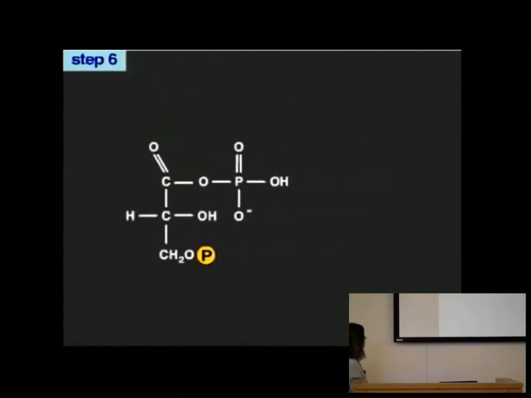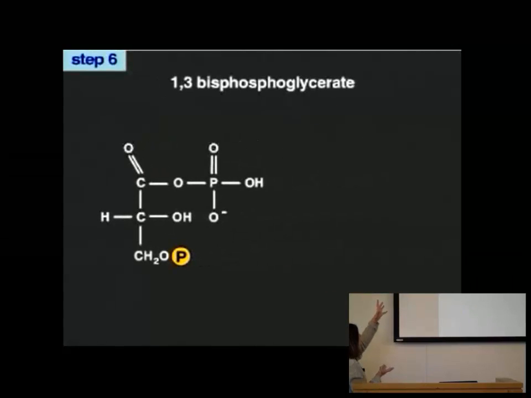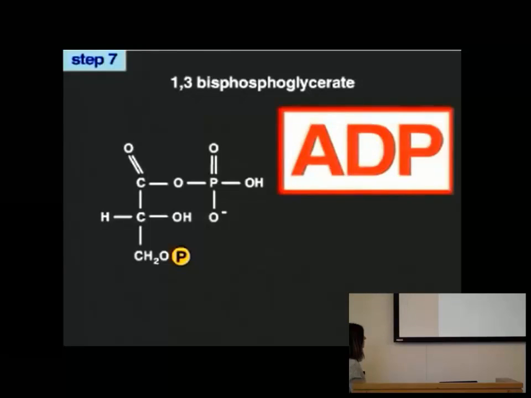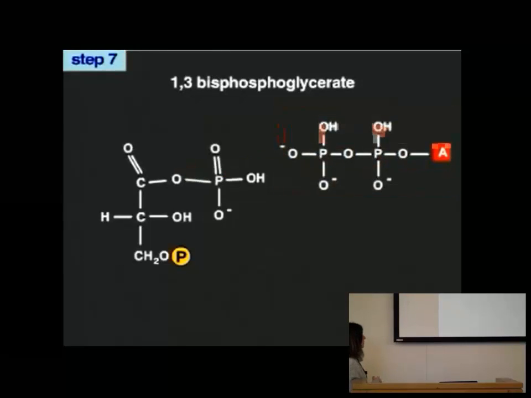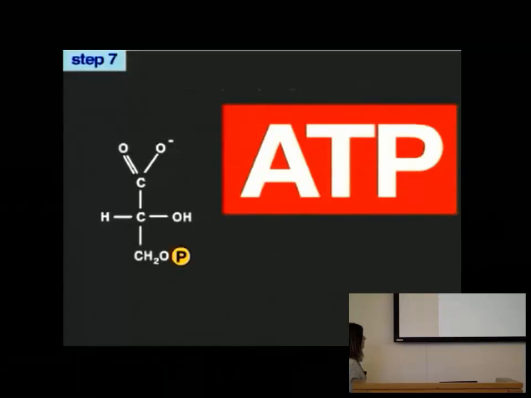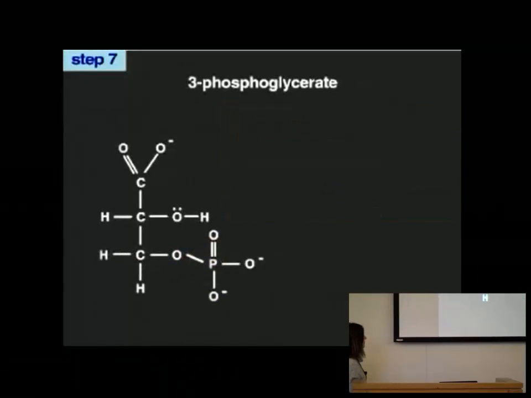In the seventh step, the enzyme phosphoglycerate kinase dephosphorylates 1,3-bisphosphoglycerate. The high-energy phosphate is transferred to ADP, forming ATP. That's our money molecule. The 3-carbon molecule is now 3-phosphoglycerate. Because this reaction occurs twice, once for each 3-carbon molecule, a total of 2 ATPs are generated. At this point, the energy investment from the first 3 steps has been paid back. So now we're even.